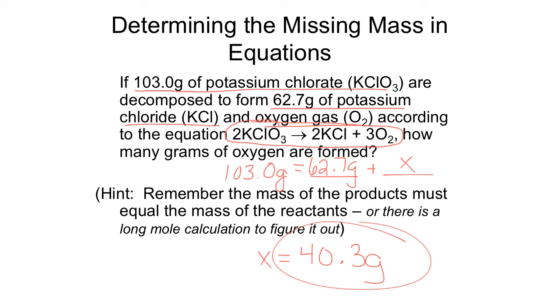So we can just use conservation of mass if we know all but one substance. If we were missing multiple substances, then we would need to do a longer mole calculation in order to figure out the missing mass, and that is actually going to be the topic of our next video.